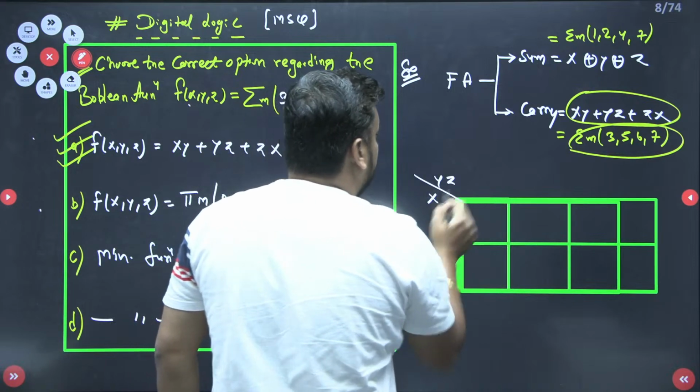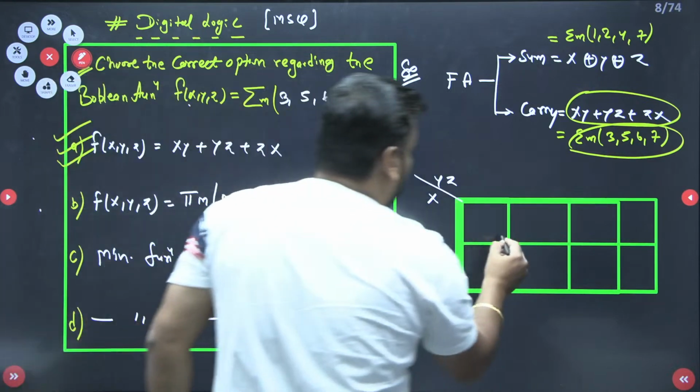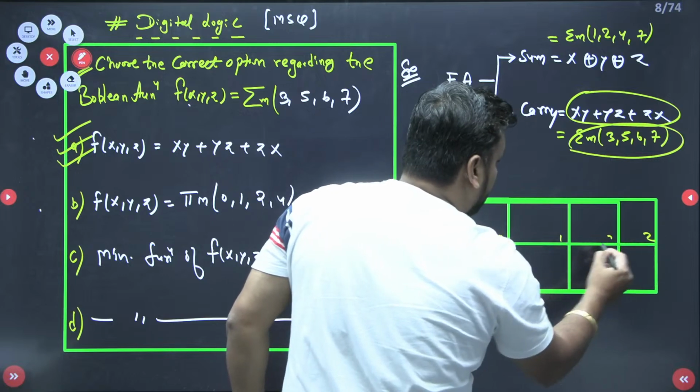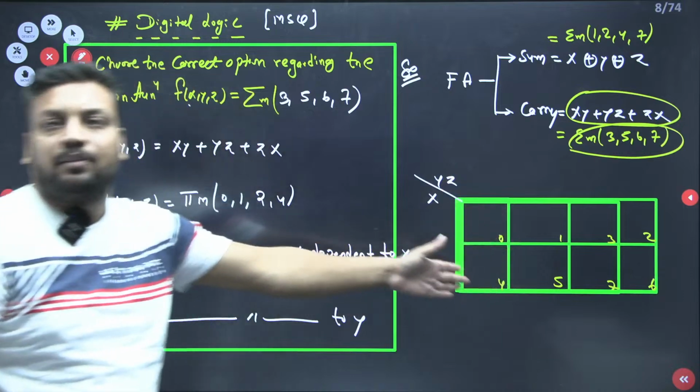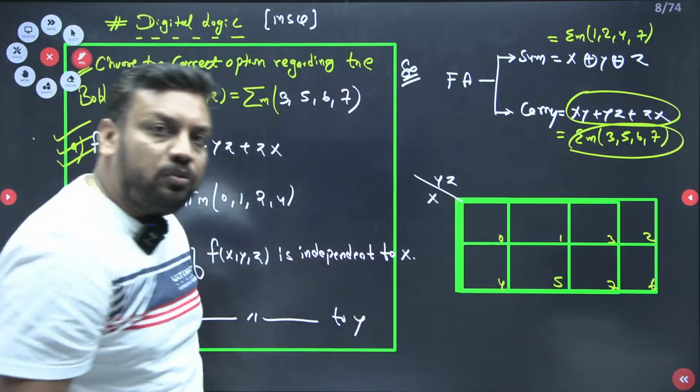So this is x, y, z. And given to you 3, 5, 6, 7, you know that it is 0, 1, 2, 3. Whatever I am doing is redundant for GATE. In the GATE exam, you should not do it like this. You should remember the standard form.